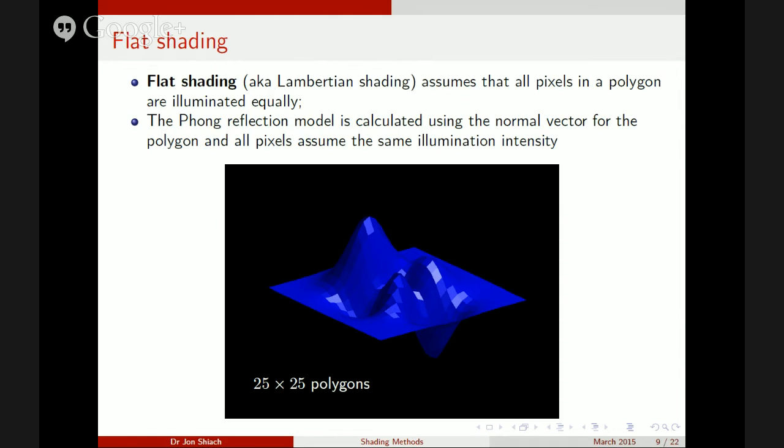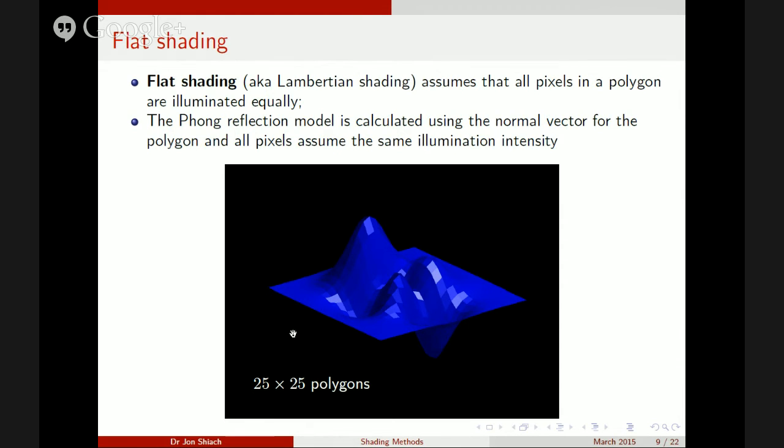They use flat shading. What it does, very simply, is assume that all pixels in a polygon are lit equally. A polygon is going to be flat, so all pixels in a polygon have the normal vectors facing in the same direction. Therefore, we assume that all pixels have the same reflection. Quite simply, you calculate the reflection model for a single point on the polygon, and you assume all the other points on the polygon are lit the same.